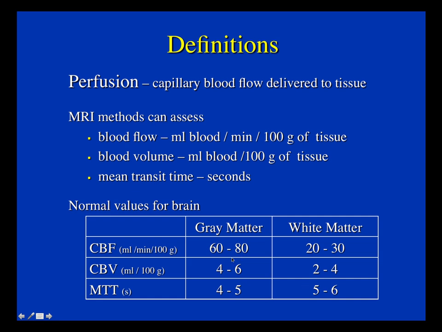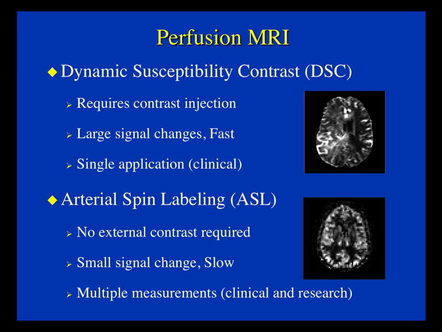These numbers are using the current typical resolutions, about 3 millimeters. Depending on the resolution, sometimes the values for gray matter blood flow and white matter blood flow could be different. So perfusion MRI can be performed with two very different techniques. The first technique is called the dynamic susceptibility contrast, and the second technique is ASL.